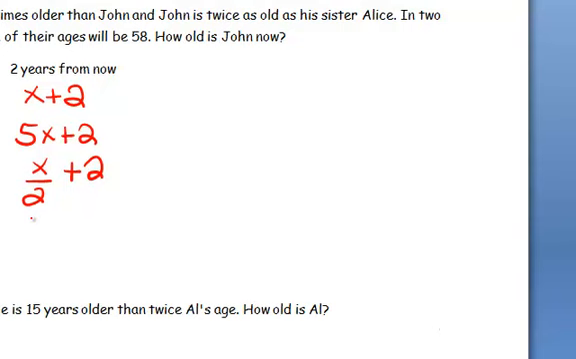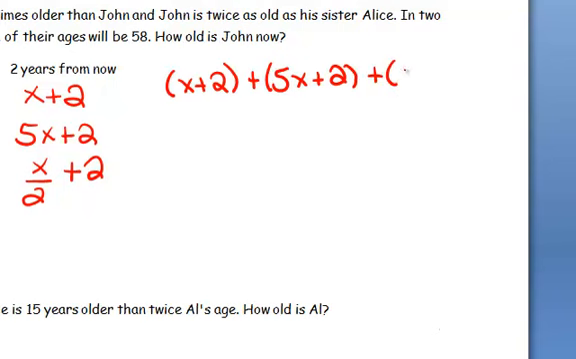Their sums of their ages will be 58. So you can do a couple things. First of all, you want to add all of their ages together, because the sum of their ages in 2 years, so that's why I'm using the second column, is going to be 58. Now I have a fraction here, so you can do a couple things. You can get everything over a common denominator, or what I would do is I would simplify what I can first. So again, I'm just going to simplify.